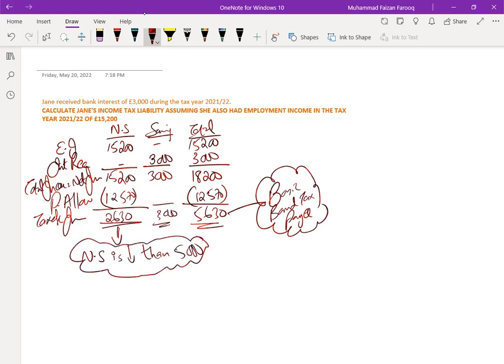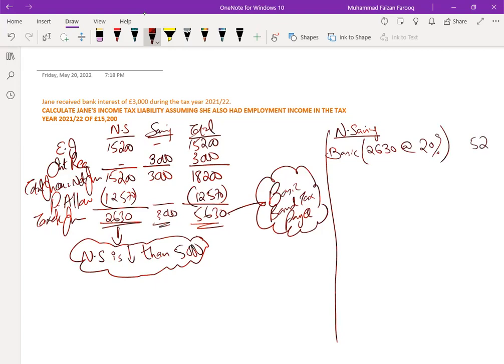This is what we are doing. Now we will apply tax to non-savings. This guy is a basic band taxpayer. So we have non-savings of 2,630, and for basic band non-savings the tax percentage is 20%, right or wrong? Right. Answer please. 526. Okay. Till here do you have any questions, any doubts? No.